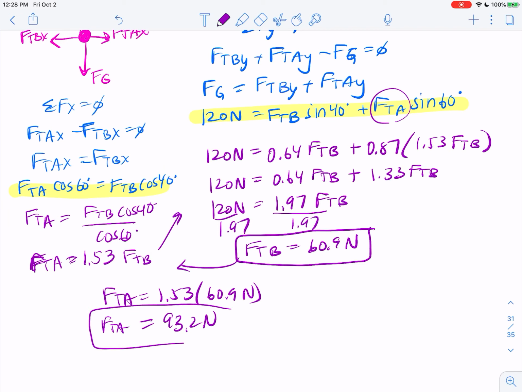So this is how you'd solve it. If you have too many unknowns, which often happens in these problems, you have to set up some kind of simultaneous system or substitution, whatever you have to do to solve that out. So there you go.